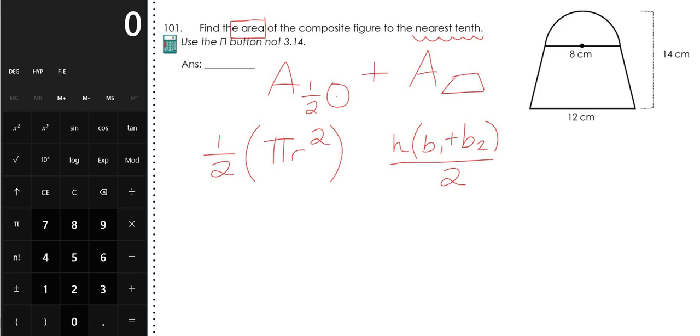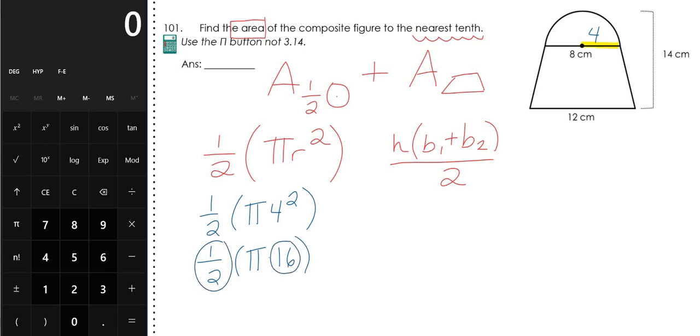All right, let's plug in. Let's take a look at our circle. Right now, they gave me 8 centimeters, but that's for the diameter. My radius is what I always use in all of my formulas, which is 4. So I'm going to plug in the 4. 1/2 times pi times 4 squared. Let me simplify this a little bit. 4 squared is 16. So I have 1/2 times pi times 16. Then 1/2 times the 16, and I get 8 pi. I'm going to keep it in terms of pi for right now, and deal with the pi all the way at the end.